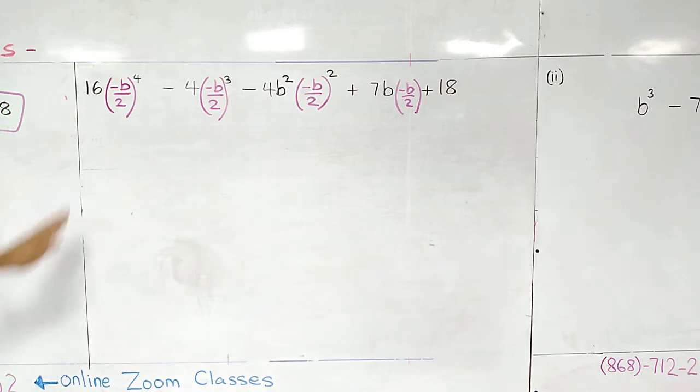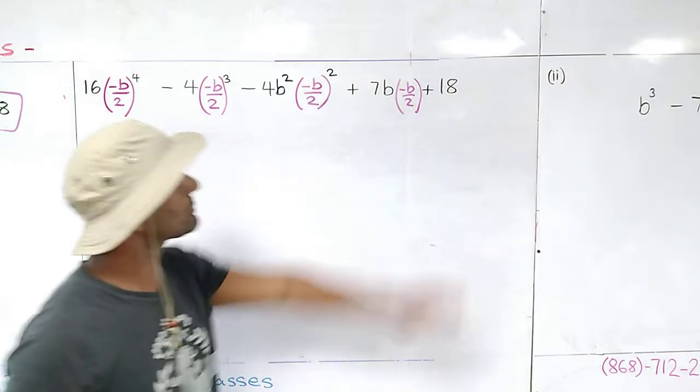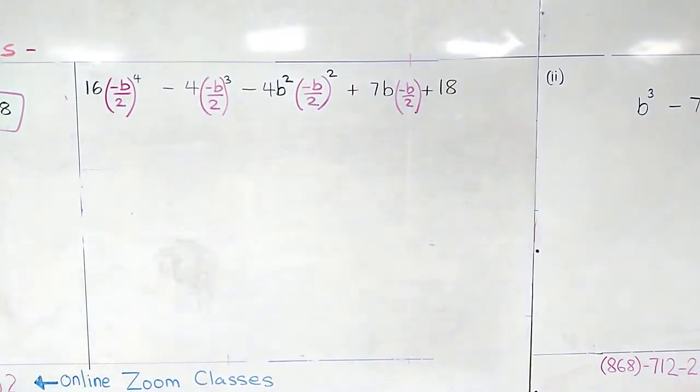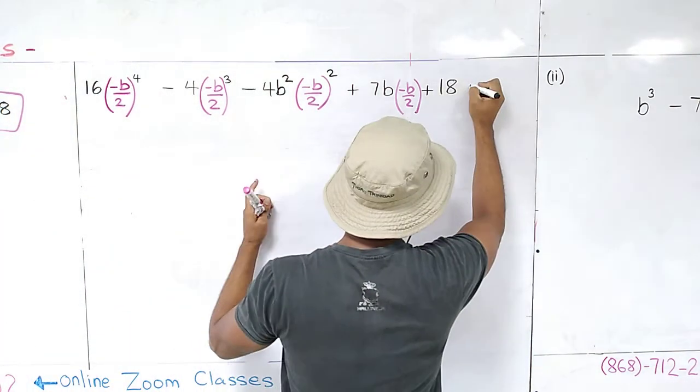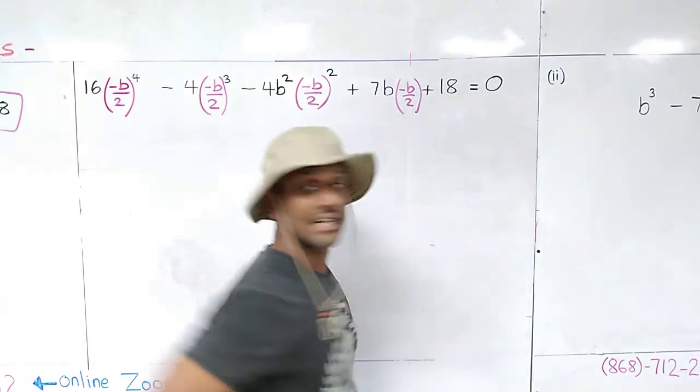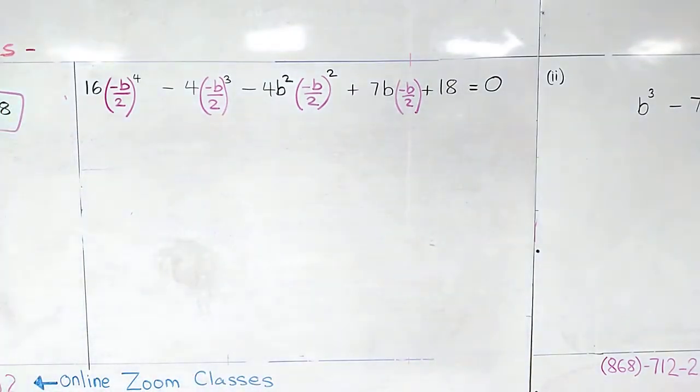Alright, so it seems that I replaced all the x's properly with minus b on 2. And the examiner is telling us that if we replace the x's with this, our expression is supposed to be 0 because they're claiming it's a factor. Let's take our time, guys.